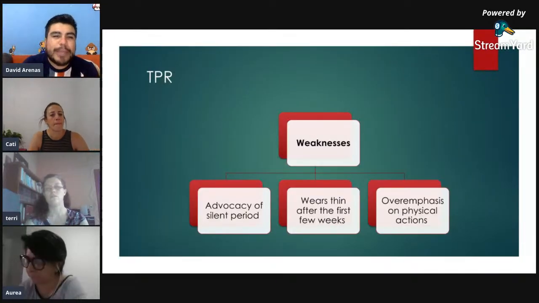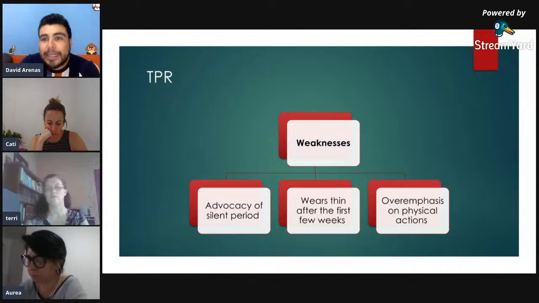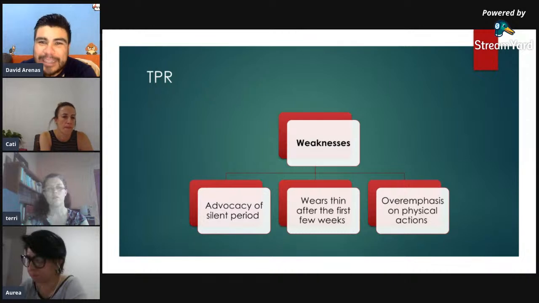The TPR weaknesses, we can say that there was a big advocacy for the silent period. The teachers would say, "Oh, they are not ready to talk, so let's just have them role play, repeat. There's no need for them to create language because they're in the silent period. There's no need for them to feel stressed. They're learning." So I would say they would underestimate their students.